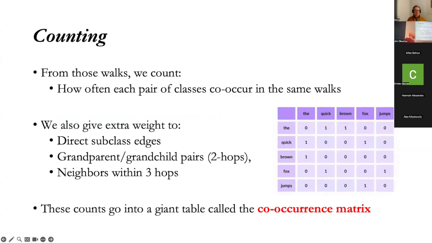And from that, we're generating a giant table called a co-occurrence matrix. This is not the co-occurrence matrix of the artifact ontology, but I thought I'd give you an example of a co-occurrence matrix just to illustrate. It's a big table, basically, of an incidence matrix that looks something like this.